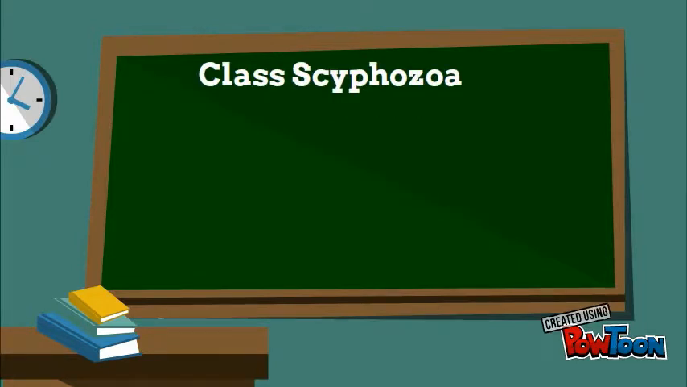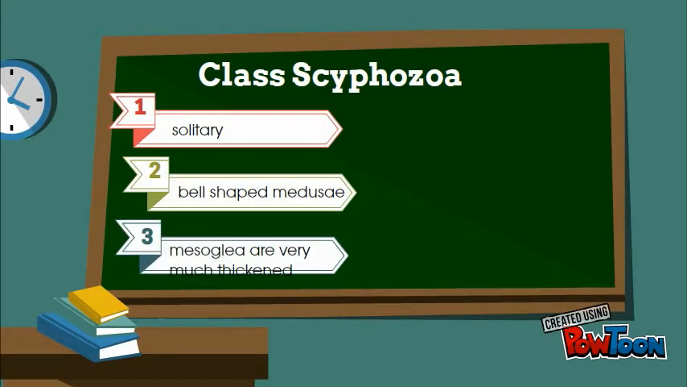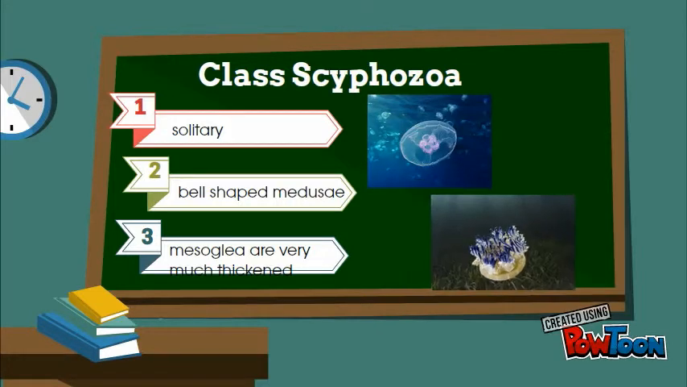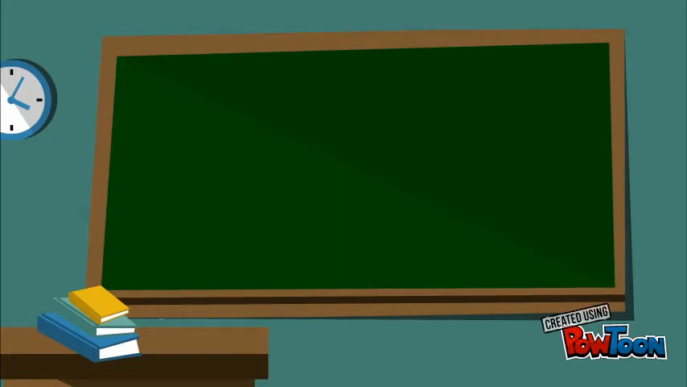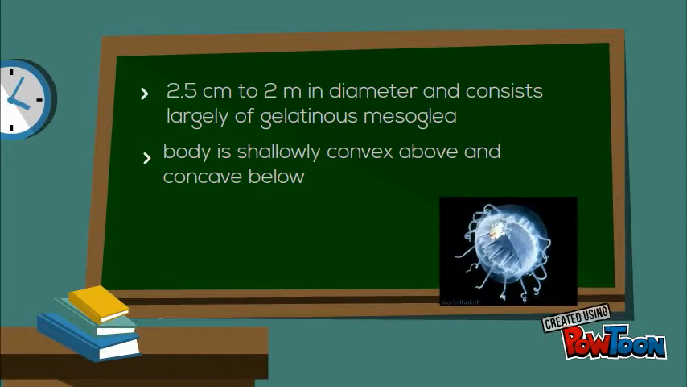The next one is the class Scyphozoa. It is solitary, has bell-shaped medusae and its mesoglea is very much thickened. The examples of this class are Aurelia and Cassiopeia. Class Scyphozoa is 2.5 centimeters in diameter and consists largely of gelatinous mesoglea. Its body is shallowly convex above and concave below.